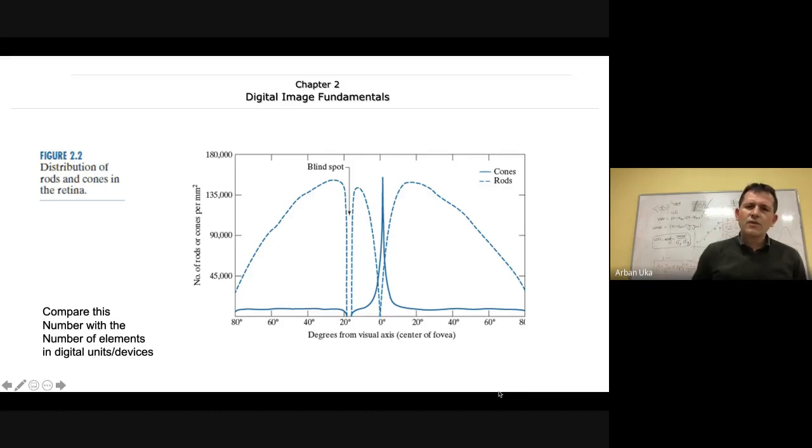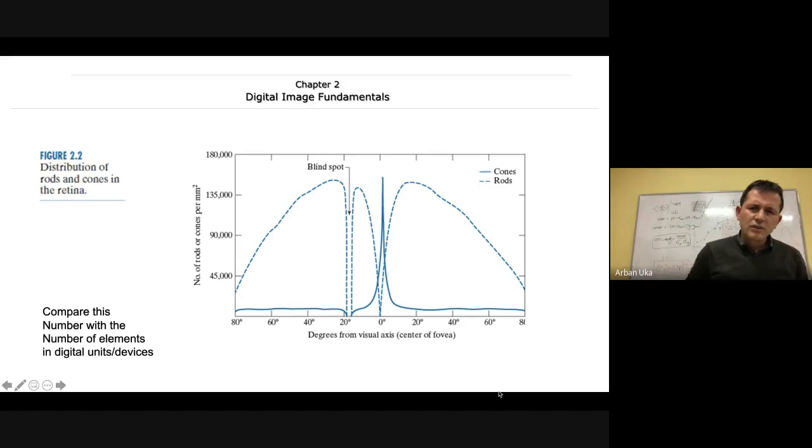It's just 4000 by 4000. So we are used now to 2000 by 2000. 4K is just twice that. It's not that much. But the number of rods in a human eye is really a very high resolution.